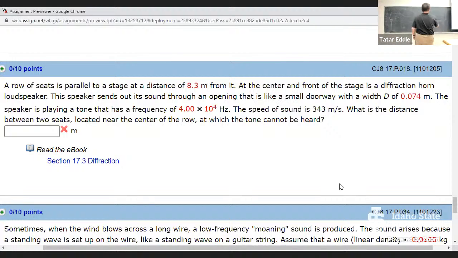Okay, X for me is 8.3 meters. And for the diffraction loudspeaker, the doorway, the width is capital G equal to 0.074 for my version. And the frequency of this sound is also given. The frequency of the sound for my version is 40 kilohertz, let's say. The speed of sound is given.